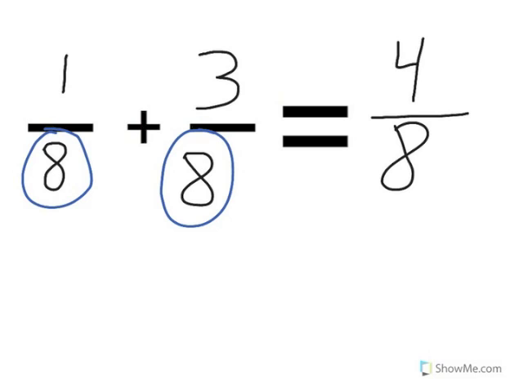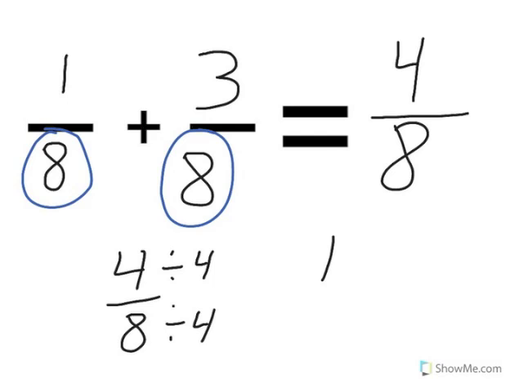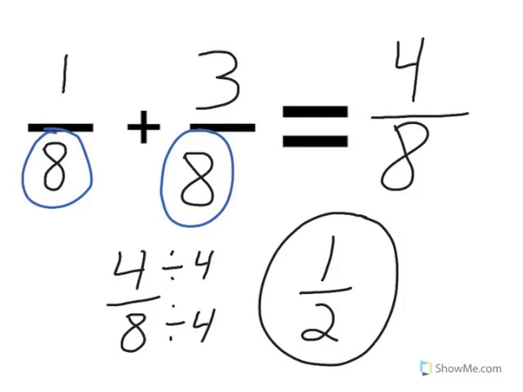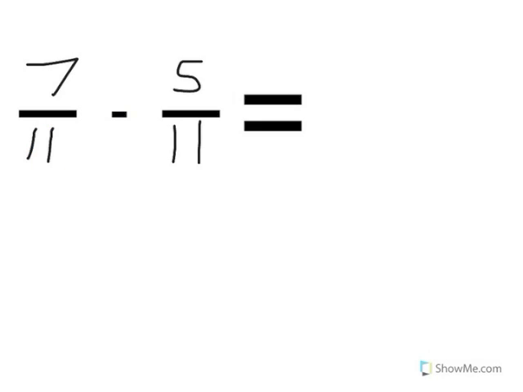However, we know that we can take 4 eighths and reduce it. So if we have 4 eighths, we can divide the top and the bottom by 4 and end up with 1/2. That's pretty easy. Now let's move on to subtracting with the same denominator.